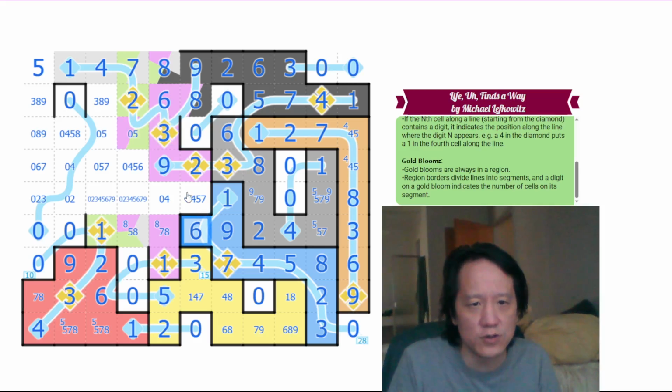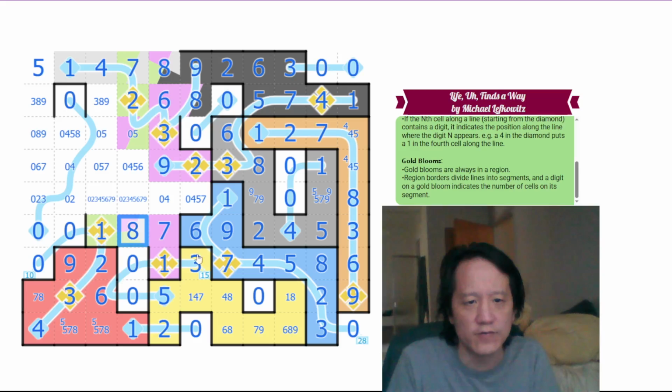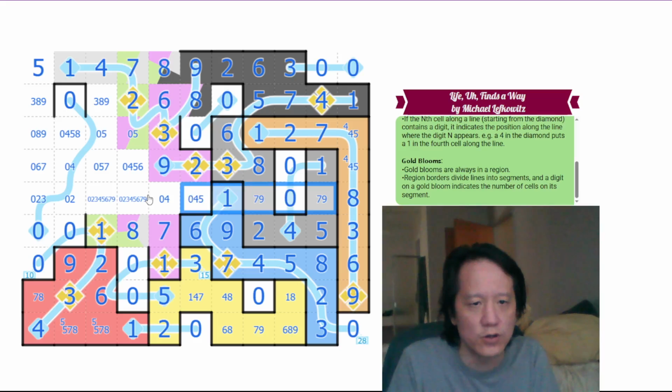This still could be 0. This 8 eliminates 8 here, so this is 7, which makes this not 7, so it's 5, which makes this not 5, that's 8. So this can't be 5 here. So this is a 7-9 pair, which eliminates 7 and 9 in the rest of the row. So these cannot be 7 or 9.